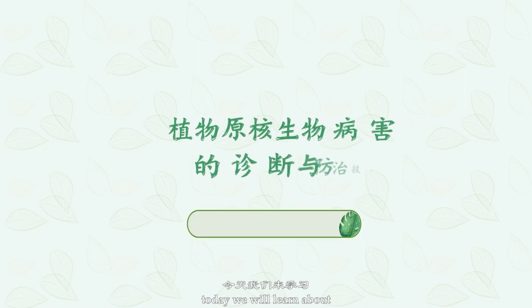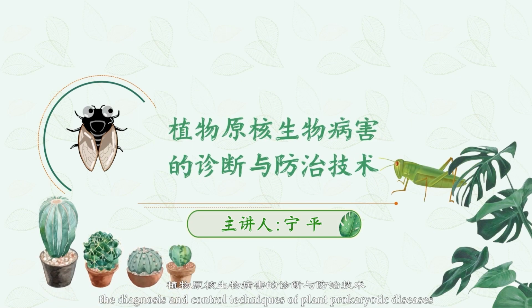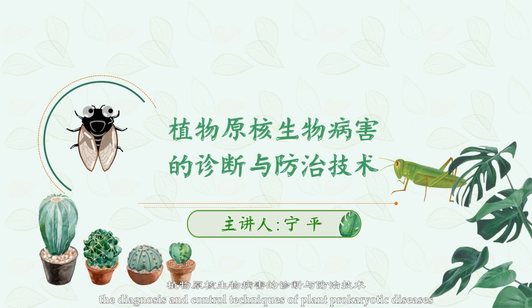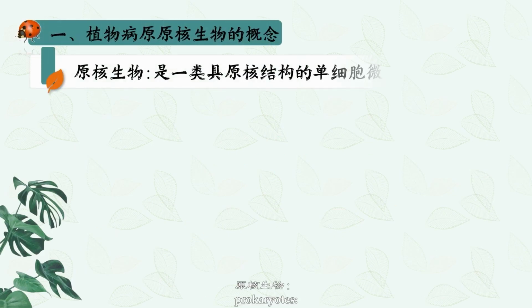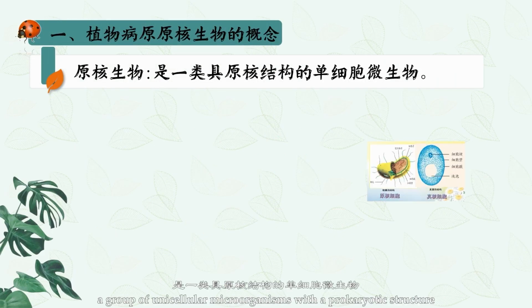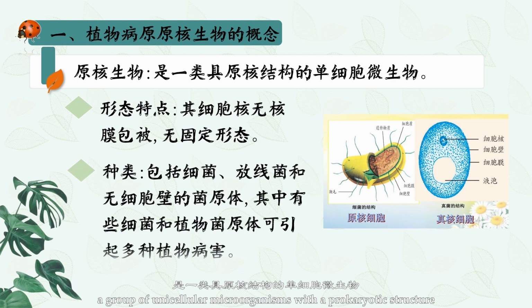Today we will learn about the diagnosis and control techniques of plant prokaryotic diseases. Prokaryotes are a group of unicellular microorganisms with a prokaryotic structure, a nucleus without a nuclear membrane, and no fixed form. The species include bacteria, actinomycetes, and cell wall-less mycoplasmas. Some of these bacteria and phytoplasmas can cause a variety of important diseases and are called phytopathogenic prokaryotes.